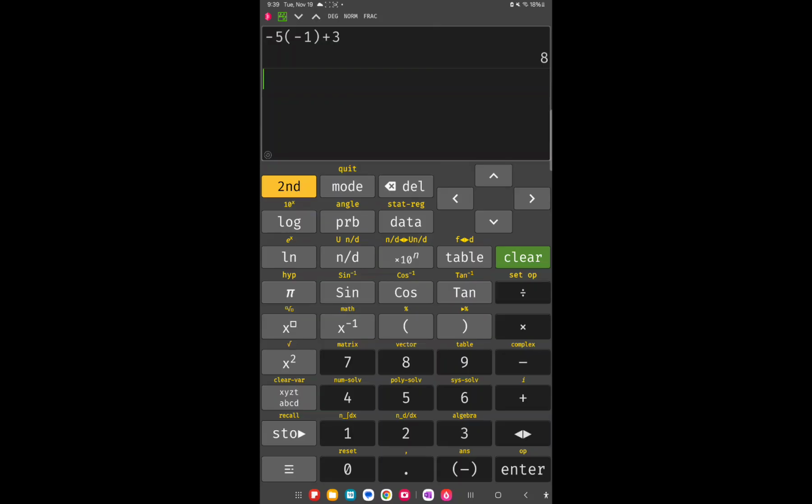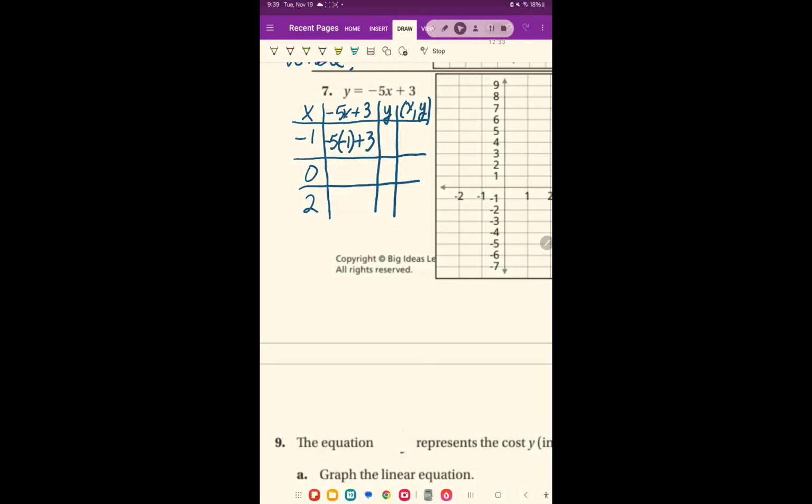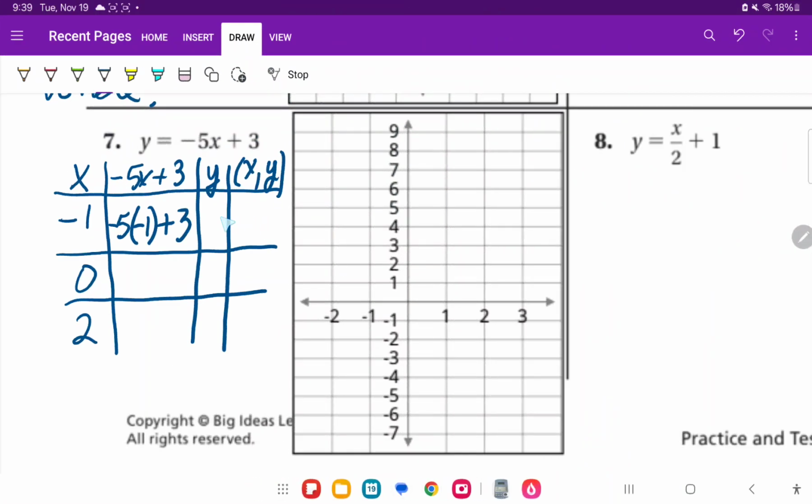And then we're going to switch back right here. So we're going to put 8 in for y. And so that's our point, -1, 8, when we do that.